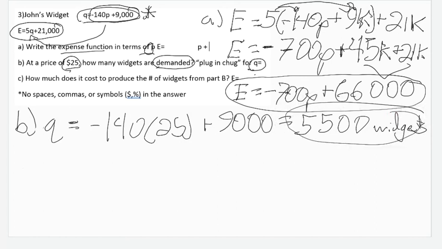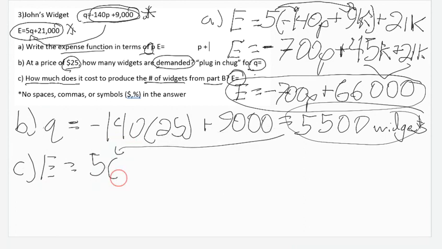Okay, so next one, it says how much does it cost to produce the number of widgets from part B? And we're solving for E. Okay, so we're going to substitute it back in. So we're going to use this equation. E is equal to, so I have the 5,500. I'm going to substitute this in for Q. So I substitute in the 5,500 plus the 21,000.